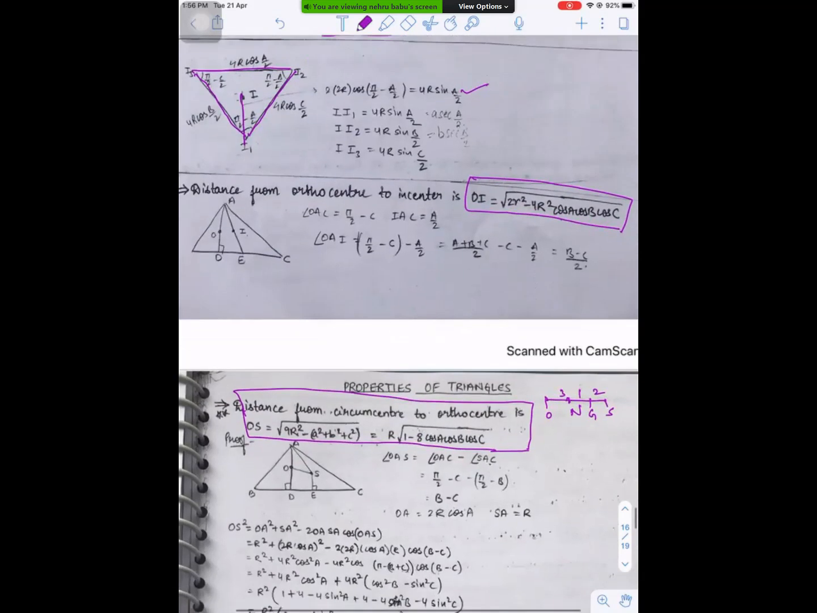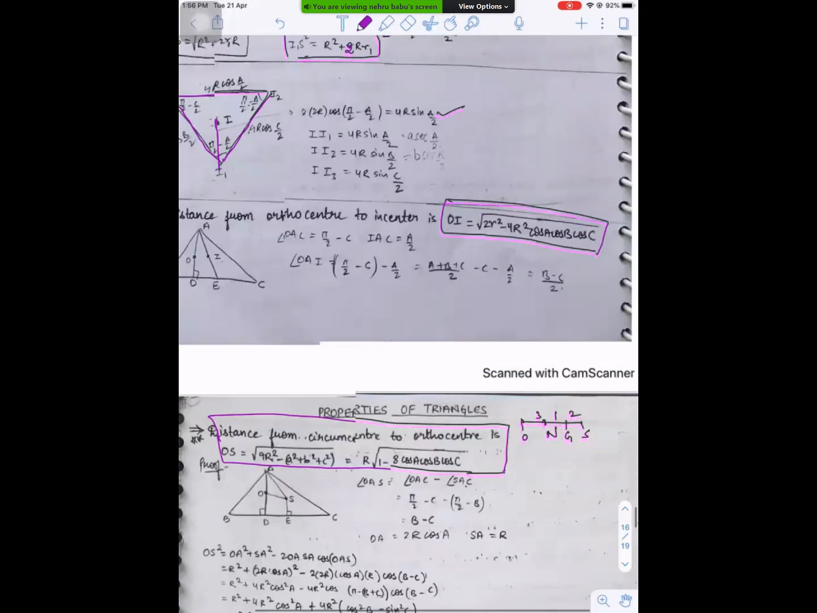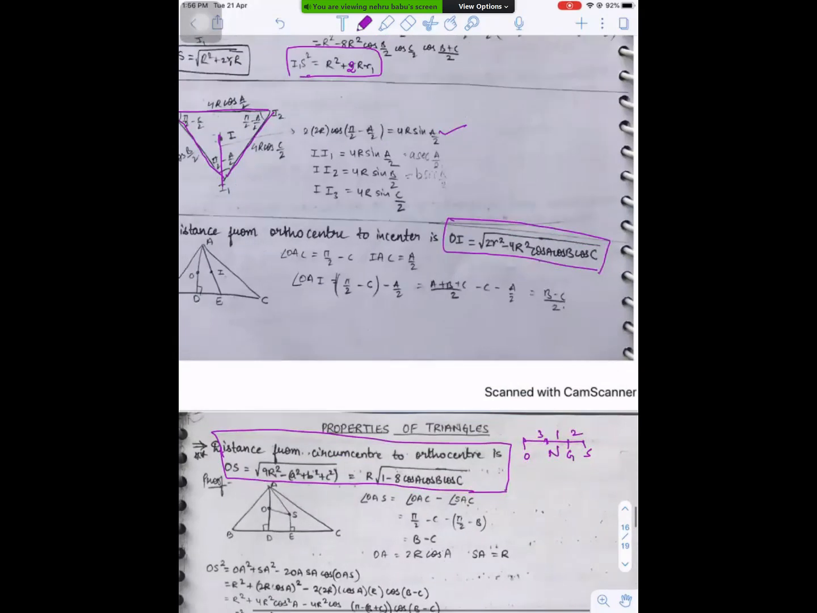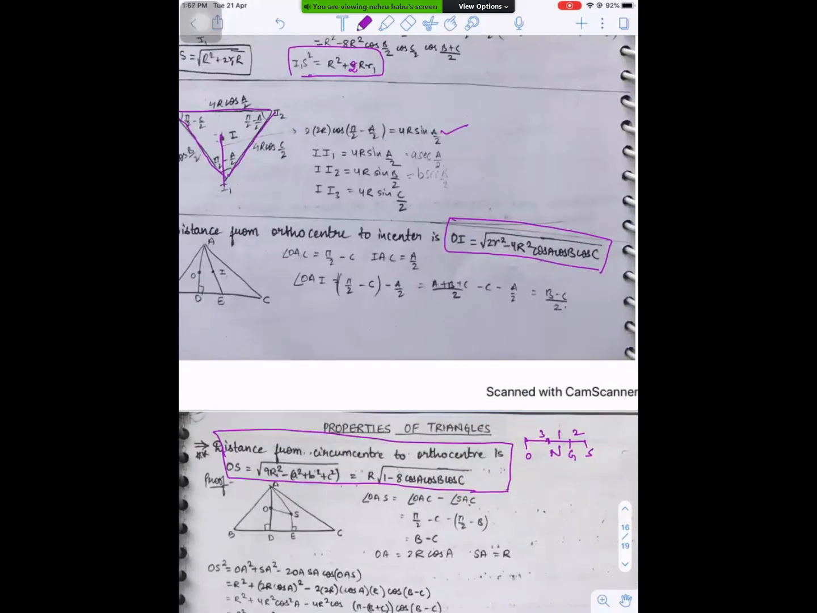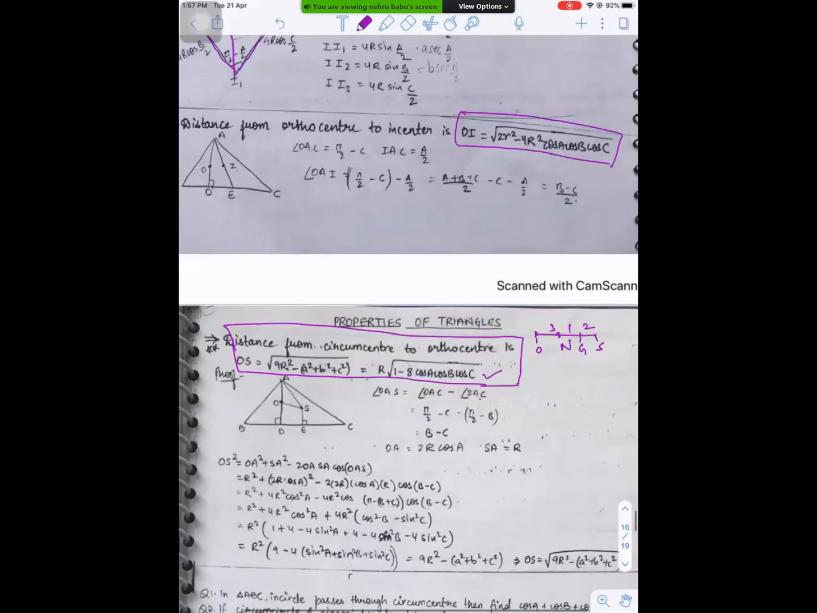So this result you have to remember, just like R square minus 2Rr is important. In the same way, the distance from circumcenter to orthocenter is equal to square root of 9R square minus (A square plus B square plus C square), which is exactly the same as R into square root of 1 minus 8 cos A cos B cos C. With the help of this, you will get the result.